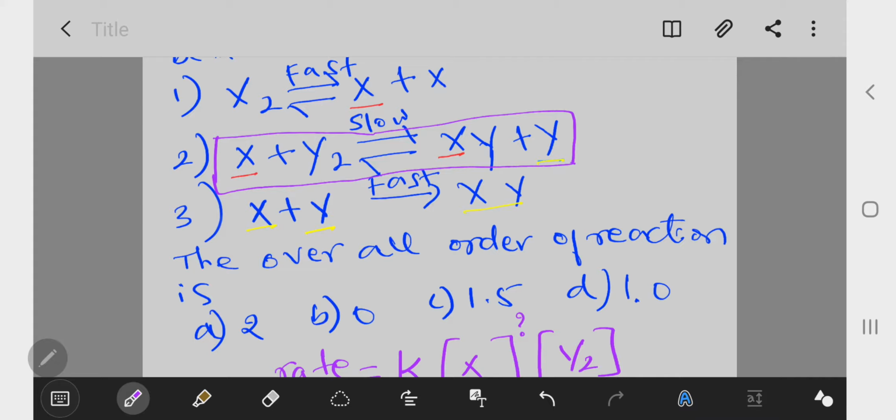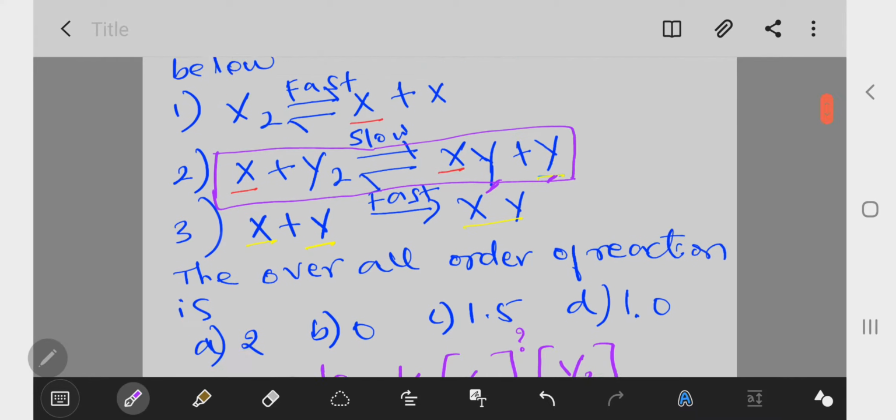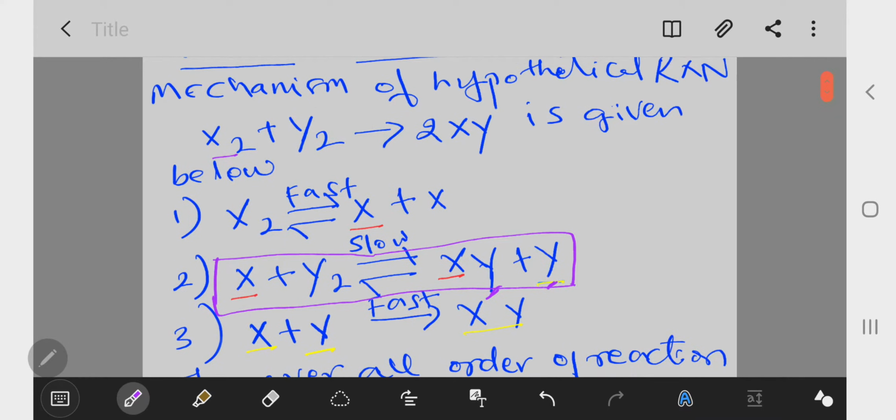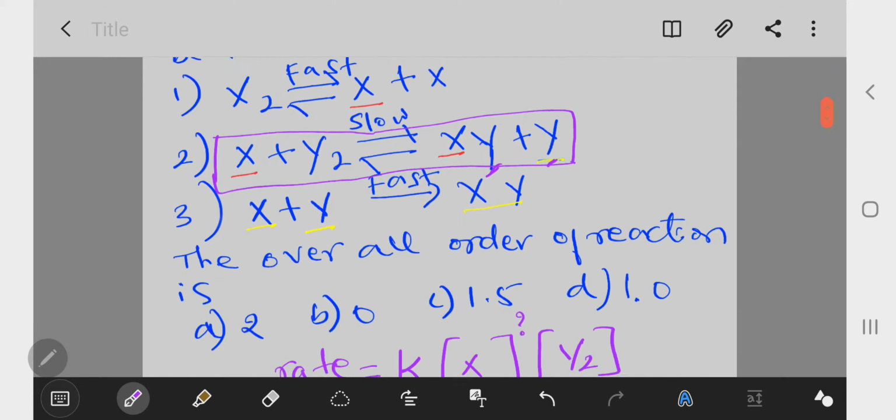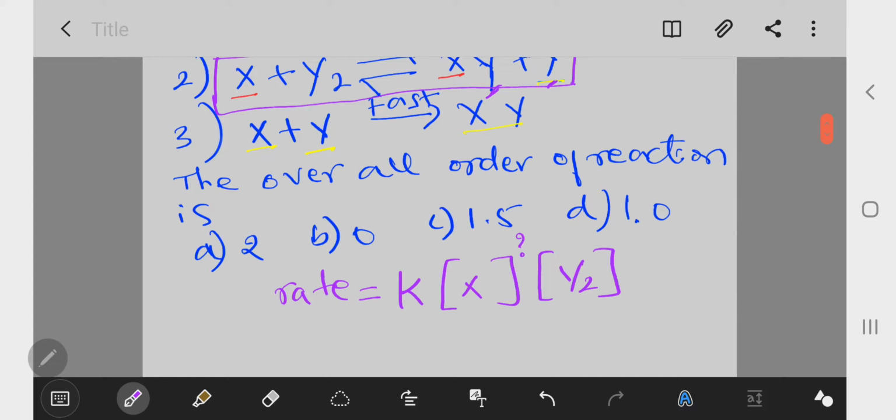Now we can see there are two atoms of Y on the left hand side, and on the product side also two atoms of Y. Here is one atom, here is one atom. Whatever quantity of Y has reacted with X is appearing on the product side. Whatever X we have taken is not completely involved in the slowest step. Hence we have to find its concentration power, and the concentration power of Y2 becomes 1. Why? Because whatever quantity we have taken is completely participating in the slowest step, and it is completely produced on the product side.